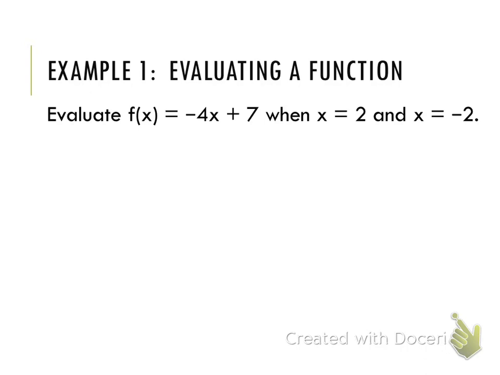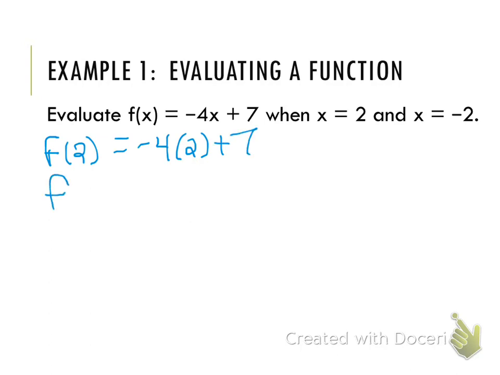Evaluating a function. Evaluate f of x equals negative 4x plus 7 when x equals 2 and when x equals negative 2. Now to solve this, I'm just going to rewrite this here. Our x here is going to be 2. So what is f of 2? Remember, this is just basically saying what is y. Don't think of this as f times 2 or anything like that. So we're just going to take our negative 4 times 2 plus 7.